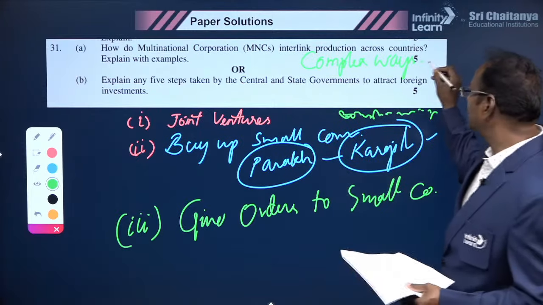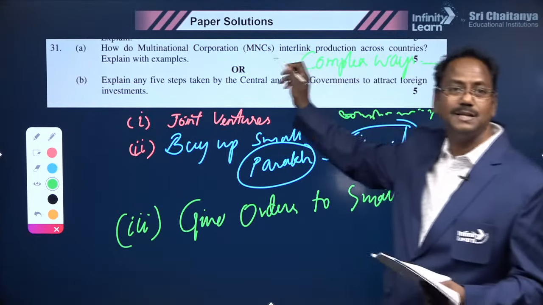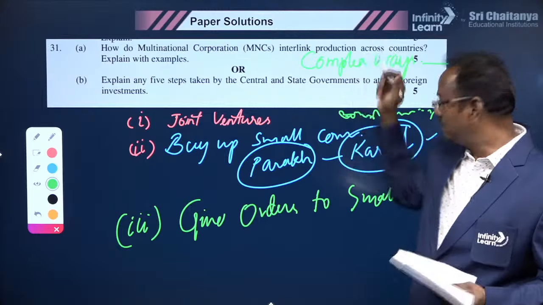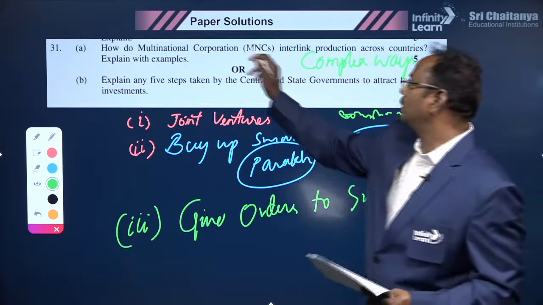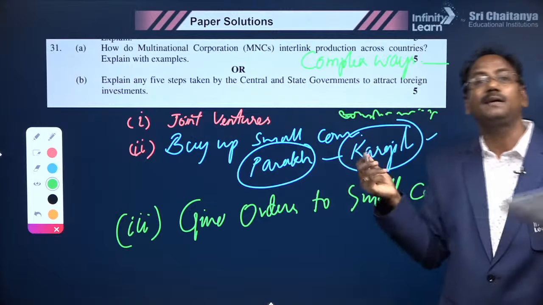So the complex ways of manufacturing by the MNCs are different. But these are the 1, 2, 3 steps the child has to explain for how multinational corporations interlink production.